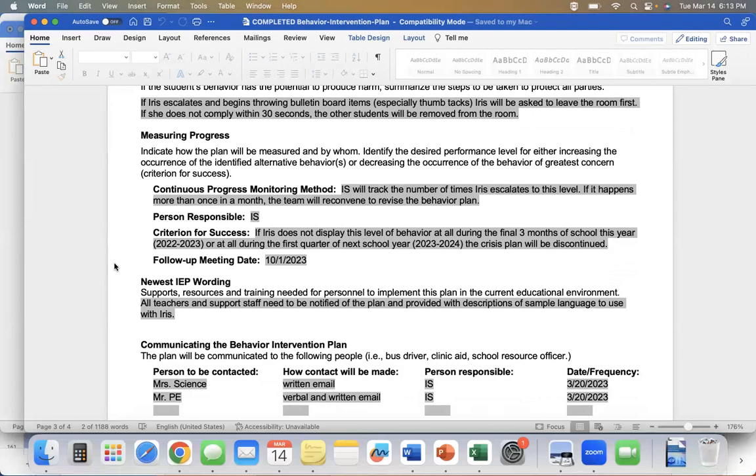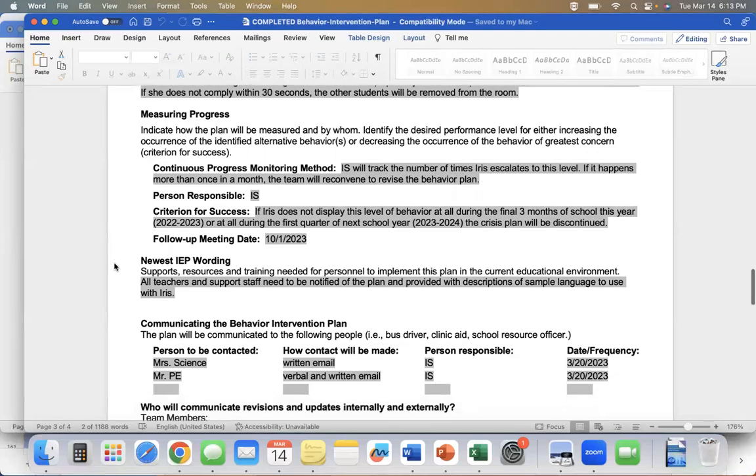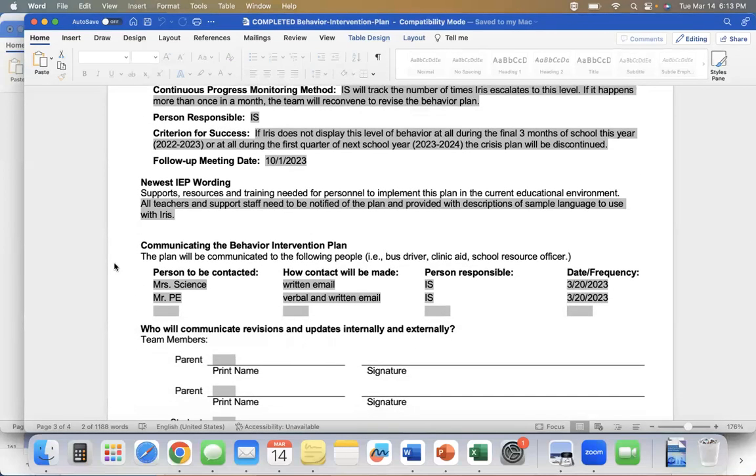You might have other people in place who can monitor this, maybe administratively, especially in a high school setting where the IS wouldn't be with her all day. There's not one teacher who travels with her. This may be something that's run through the counseling office or through the administrative office. Criterion for success: if we do not see this behavior at all during the last 3 months of school or at all during the first quarter of next year, we can discontinue the plan, until or unless something happens again. So then our follow-up meeting would be at the end of the first quarter of next school year.